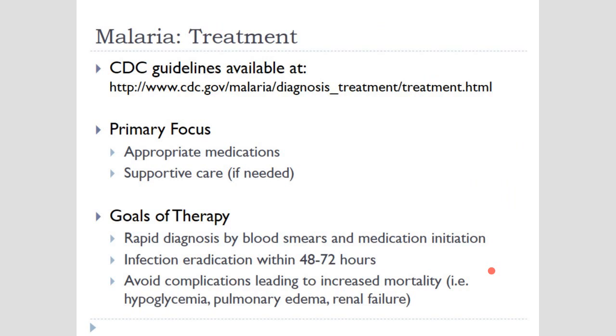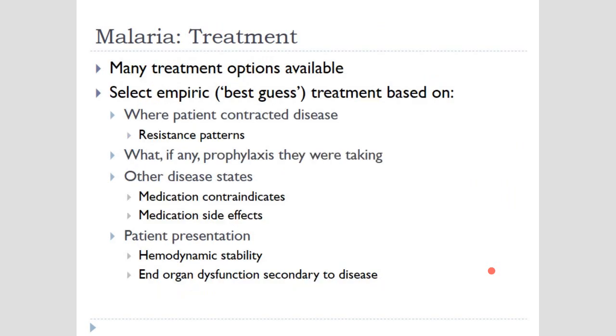And the complications that will kill the patients are hypoglycemia, pulmonary edema, and renal failure. So these come very fast. They come very fast. You don't want to miss that. You want to make sure that you go after that, okay? And then there are some other treatment options available in terms of patients who have HIV or are chronically ill patients. So we have to deal with them accordingly.